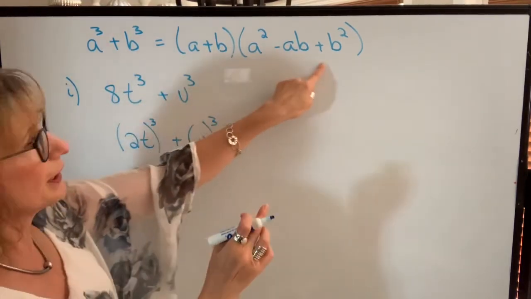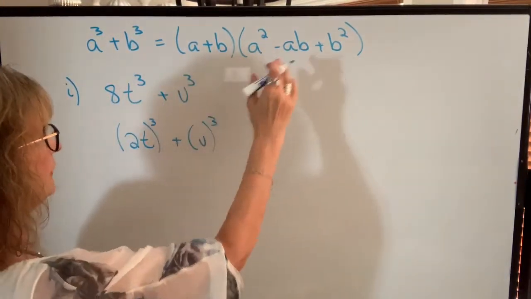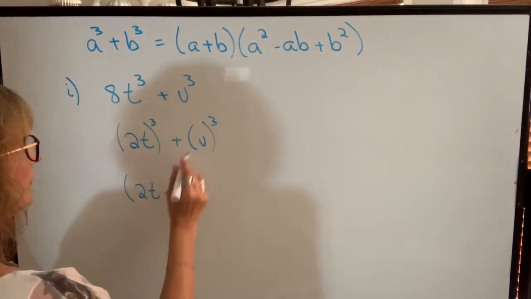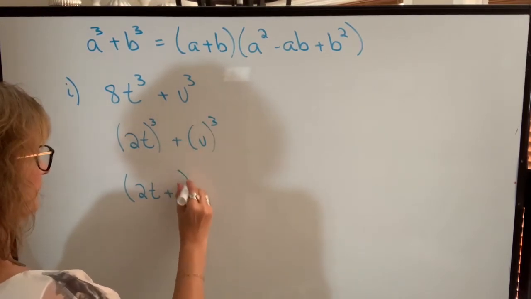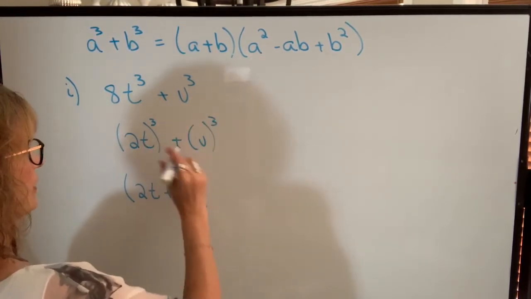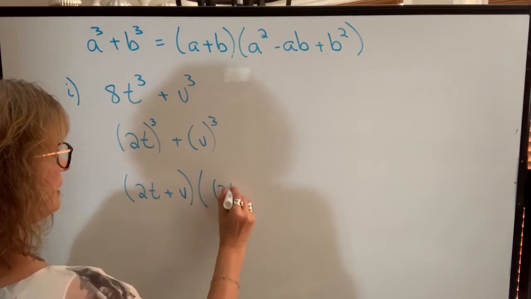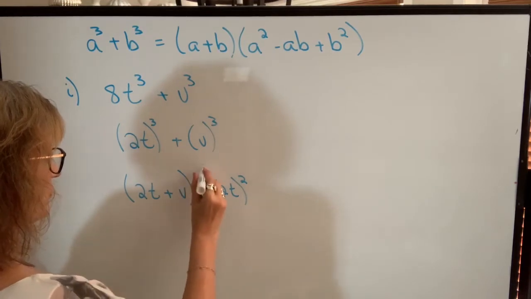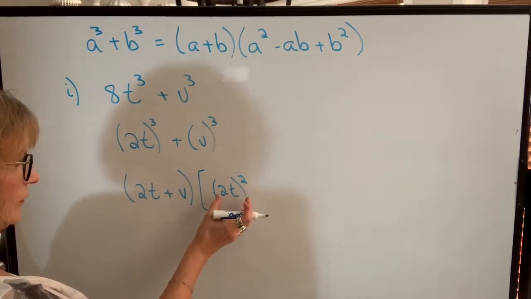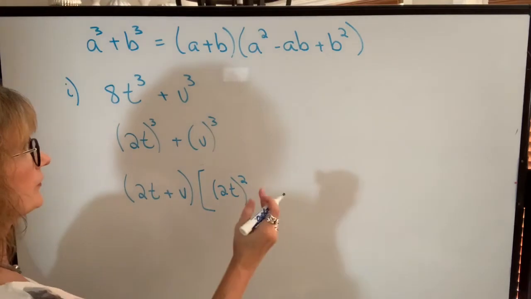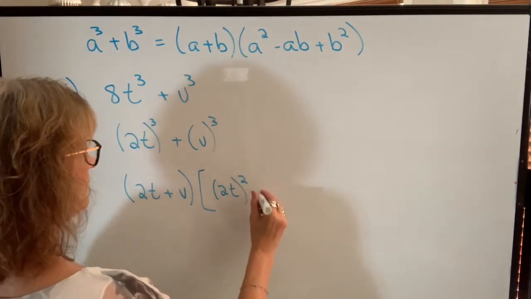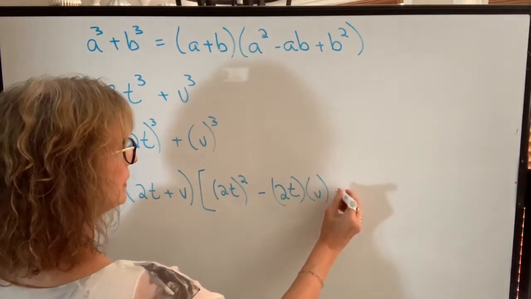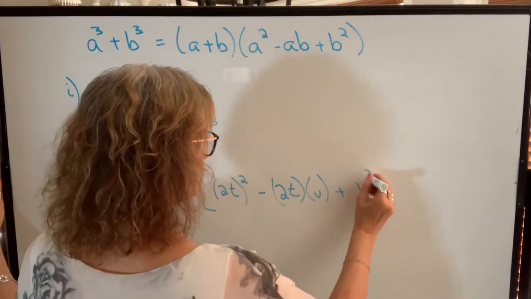I'm going to plug into my factors, or my pattern of factoring. So the factors are a, which is 2t in this case, plus b, which is v, times a squared, so that will be 2t squared. I'll keep those brackets, so inner brackets are going to be rounded, so I'll use the square brackets outside of that, minus ab, so minus 2t times v, plus v squared.